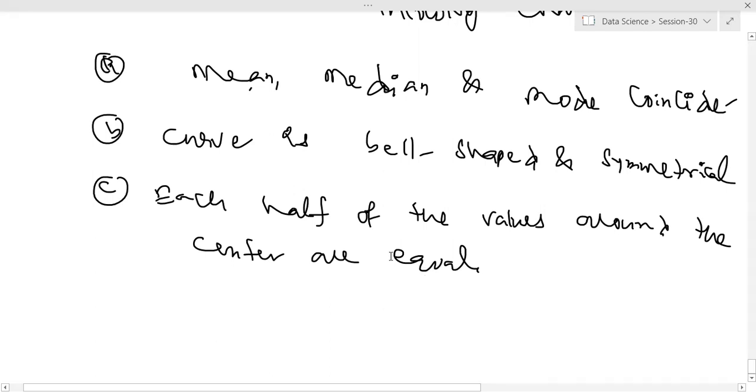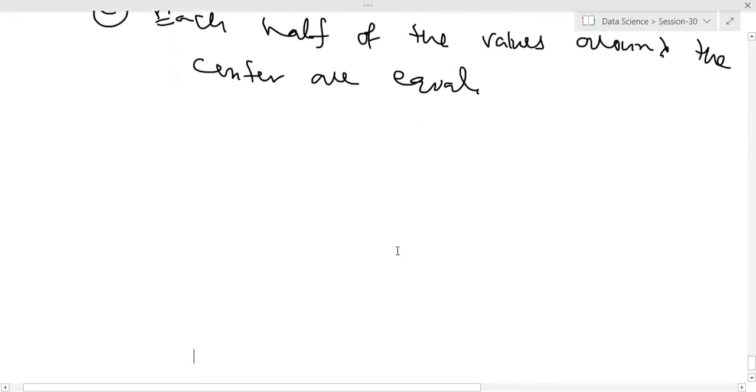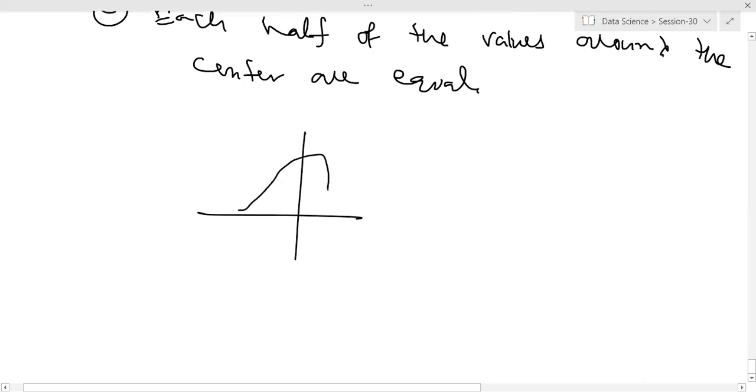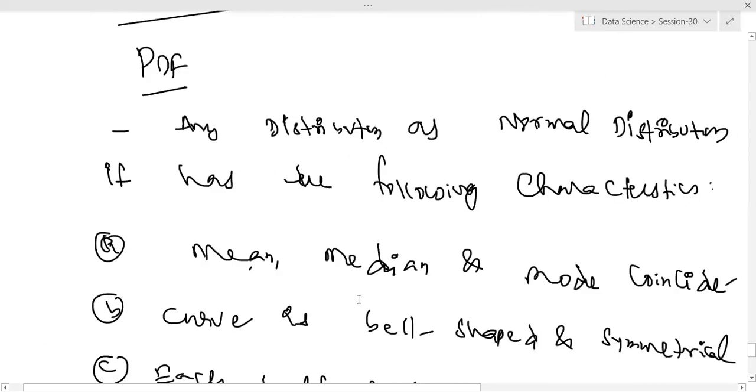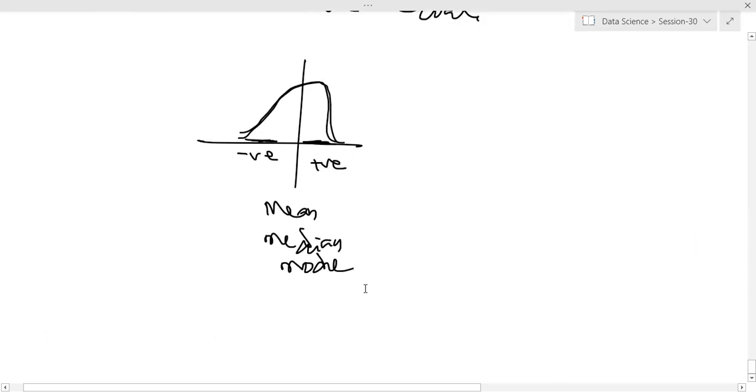That means suppose you are taking the axis values, and you are making use of this particular curve, and this is the first half and the second half. All the negative values here, all the positive values here, equal distribution. So the bell-shaped curve and values are symmetric. And here the mean value, median value, and mode value more or less coincide. They are very near.